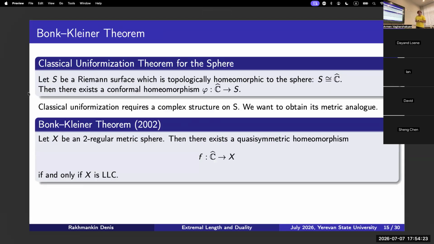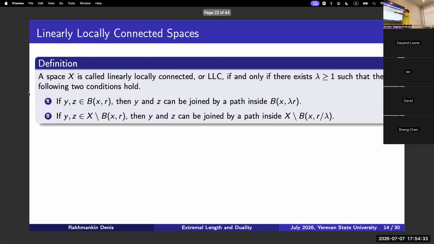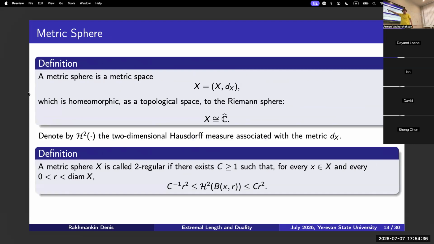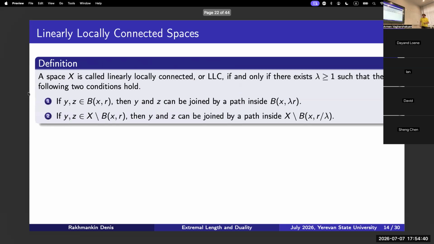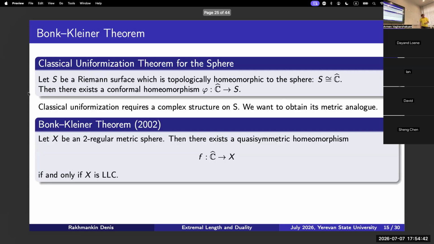There exists not the same one, but at least one homeomorphism. Yes, at least one should exist. That's how I define the metric sphere, in a topological space. But that was my question, it doesn't give exactly the quasi-symmetry here. Yes, exactly.